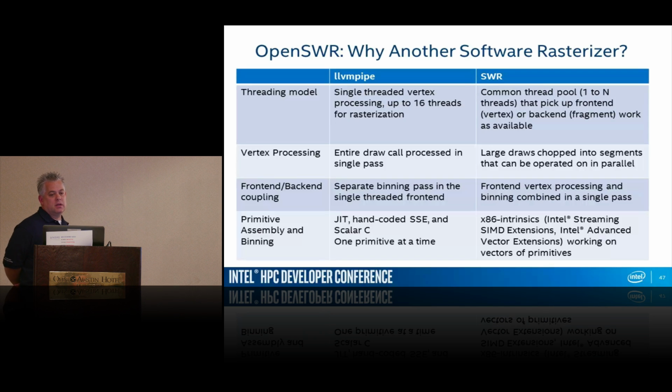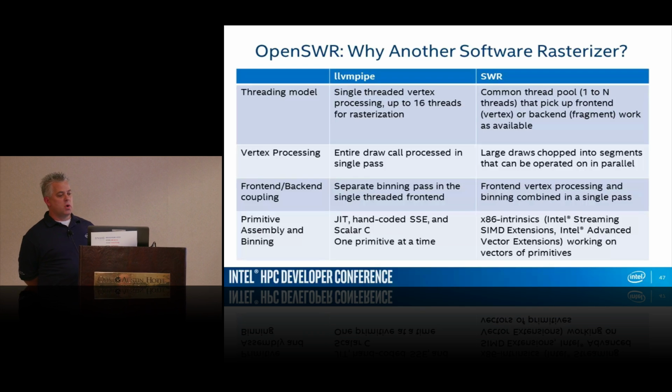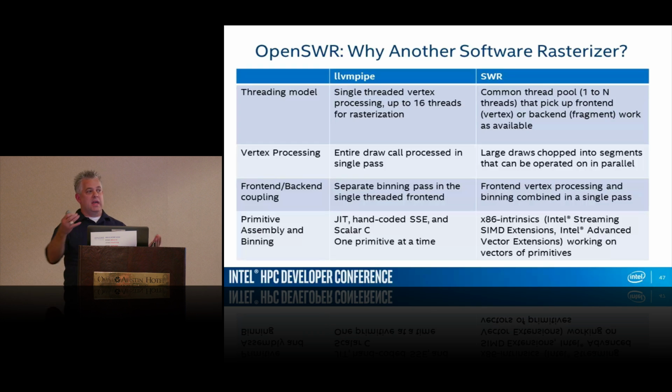On the other hand, OpenSWR uses a common thread pool where we have one thread tied to the API, and it runs in the API space. The other threads, 1 through N, are available to pick up either front-end vertex processing or back-end fragment work as necessary. So we have a kind of dynamic load balance of parallelization as opposed to just single-threaded vertex processing.